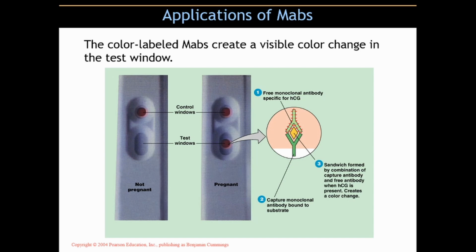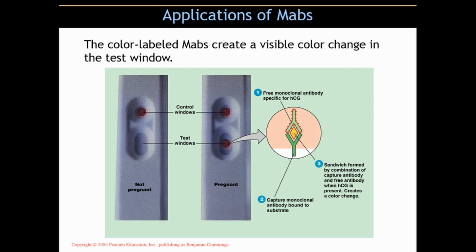If there is no HCG present, there will be no color change, obviously, and there will be no sandwich that forms because the HCG is not there, so there's nothing for the capture mAbs to bind to, and there's nothing for the free mAbs to bind to either. And so the free ones will just continue freely floating around in there until HCG is present.